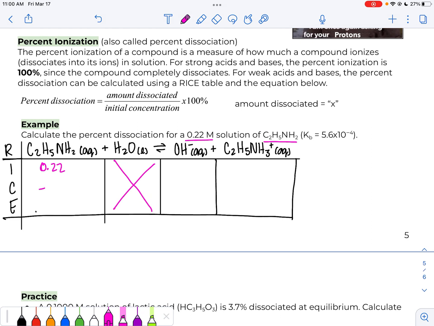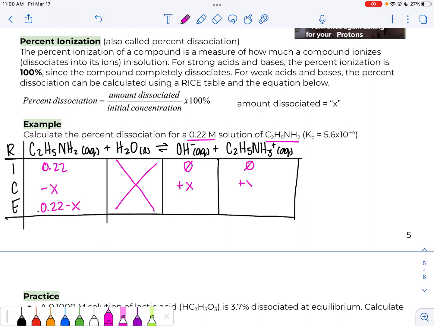It's going to change by some amount. How much? We're going to call it X because it's a one mole ratio in this system. So at equilibrium, we're going to have 0.22 minus X. We start out with no concentration of our conjugate acid or base, and then we're going to change by X amount in the system, and we're going to be left with X at the end. So here we're going to once again make the assumption that X is small, so small that it's negligible.